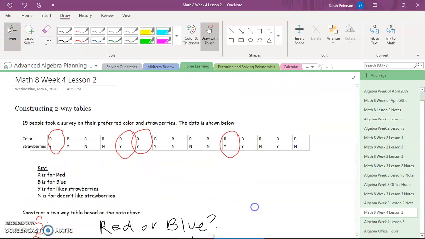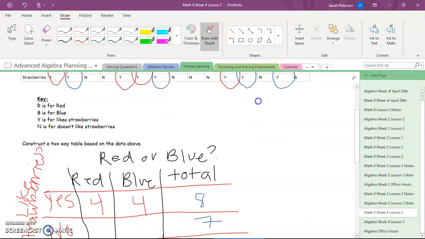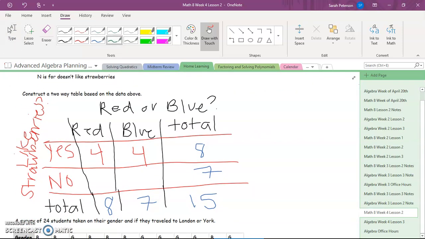So I'm going to look at blue and yes. I'm going to look: 1, 2, 3, 4. So there's 4, just like I predicted. So it should all add up. Then this is kind of easy from here, because now I know that 8 people must like red. So if 4 people said yes to strawberries, 4 people must have said no.